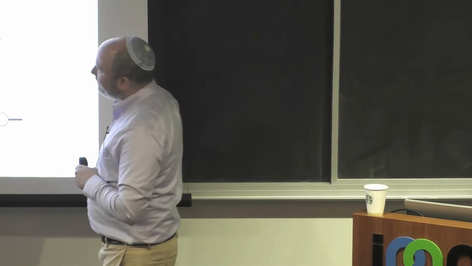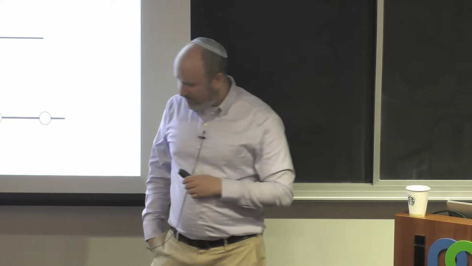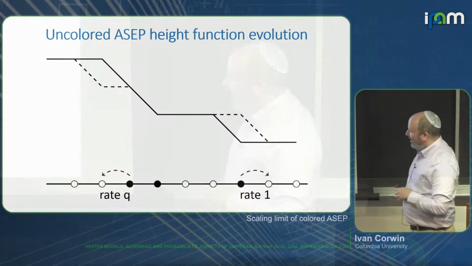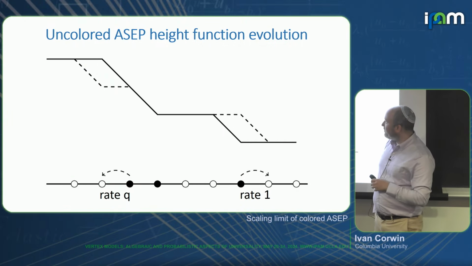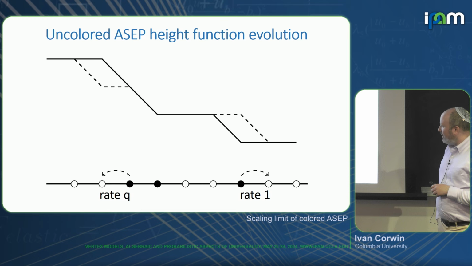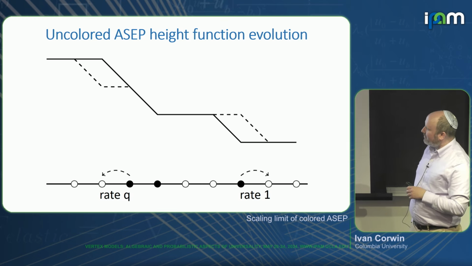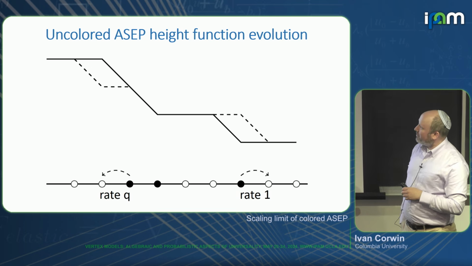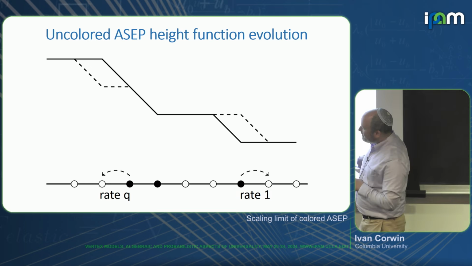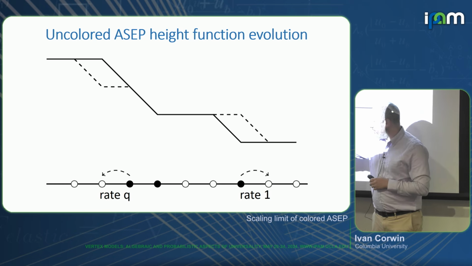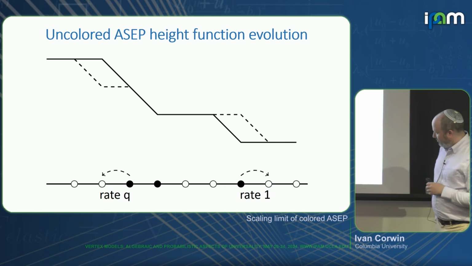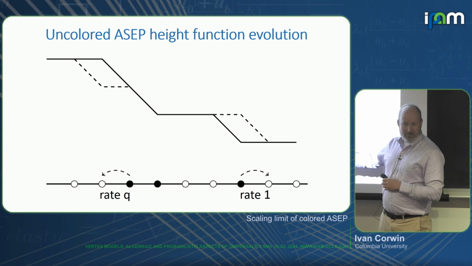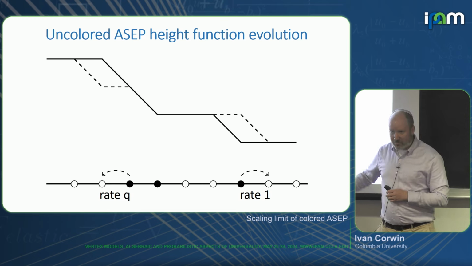OK, so in the study of ASEP, it's very convenient to think of sort of integrated versions of particle configurations. These are called height functions. We've seen some versions of this before. This is the uncolored picture of ASEP. And I just want to briefly describe, because after this I'm going to give you a colored version of this height function. So you imagine that you just had two types of particles, holes and particles. So you could think of the particles as being color 1 and the holes being color 0 in the setup from before. This is equivalent.